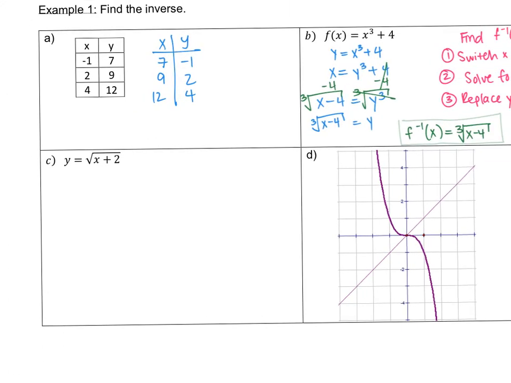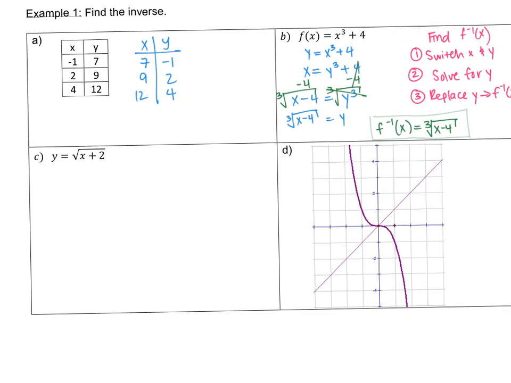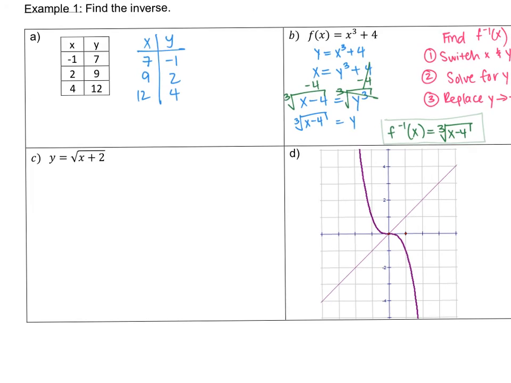Let's take a look at C. We're going to do the same sort of steps here as we just went over. Again, this time they gave us a y instead of f of x. So first, let's call this x equals the square root of y plus 2. So I've switched my x's and y's. And now I want to try to get y by itself.